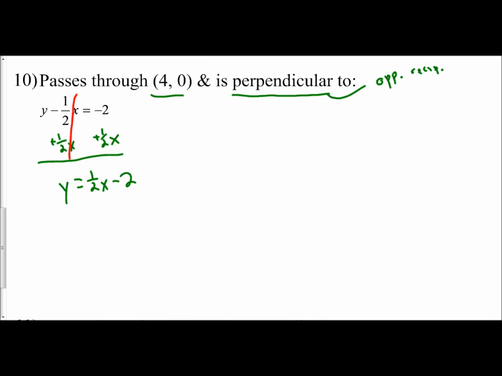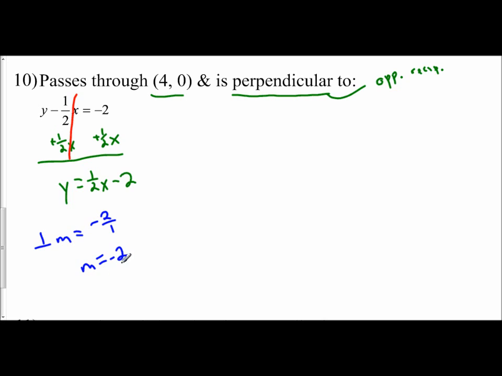And so I want the perpendicular slope. And so perpendicular slope, I want the opposite sign of what I see. So this is a positive 1/2. So I'm going to have a negative. And then I flip. So 1 over 2 becomes 2 over 1. So the perpendicular slope is negative 2 over 1, which negative 2 divided by 1 is negative 2.